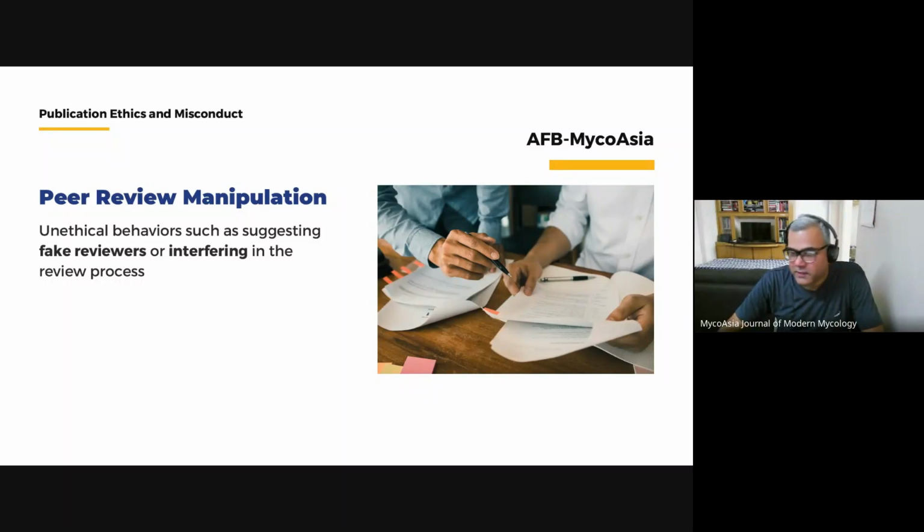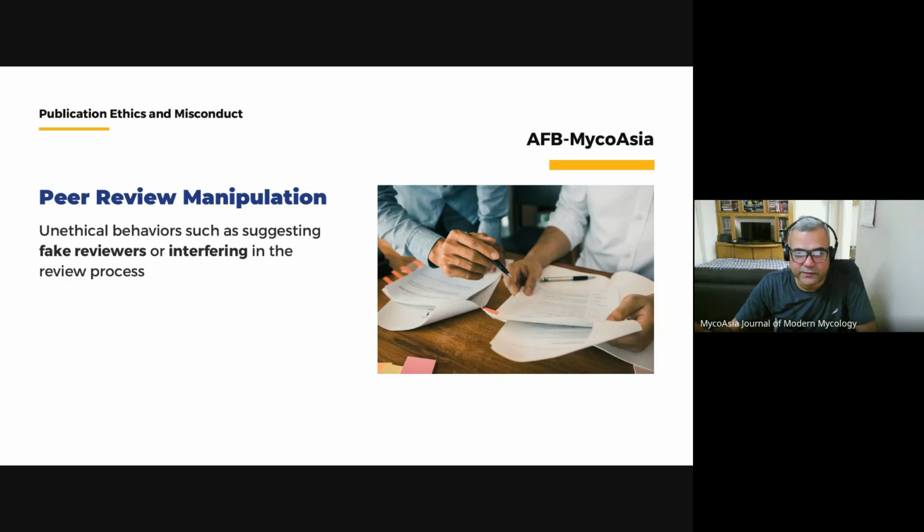Another kind of publication misconduct is peer review manipulation. What is meant by peer review? Peer review is basically where you want to get comments from your peers who are working in the same field. Some of the unethical behaviors include the following.